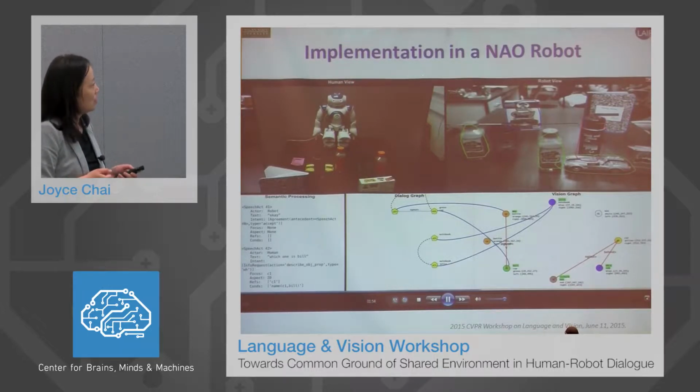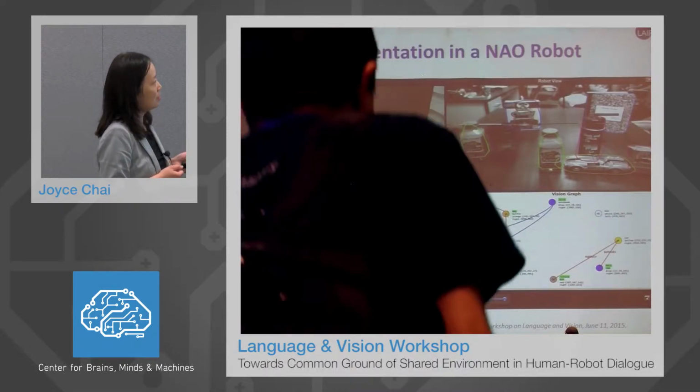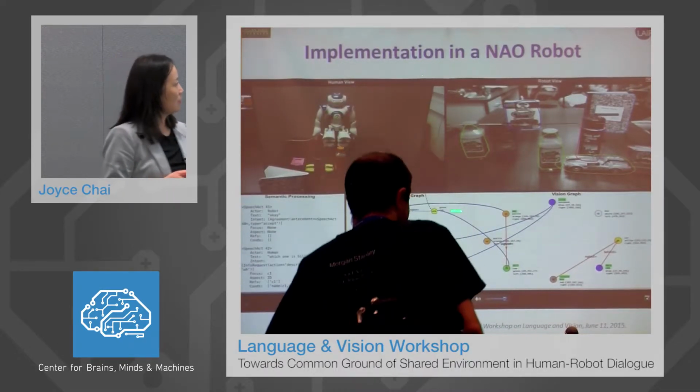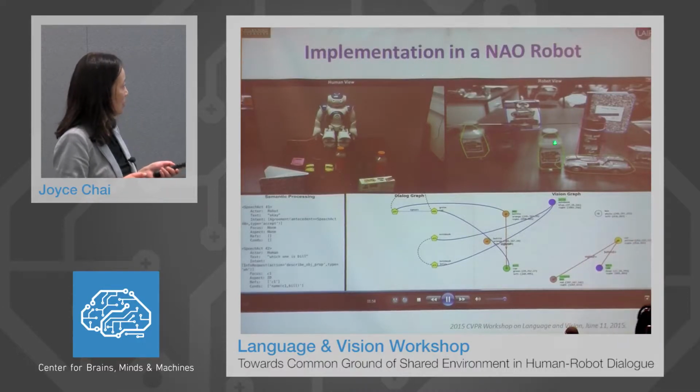So next I'm going to show you a demo of this robot actually working with the human. The human teaches the robot about different names of these objects. What you can see here is what the human sees, and this is what the robot sees in the environment. And we use the MOPED computer vision algorithm here. And here's the semantic processing. And these are the graphs, the dialogue graph and vision graph.